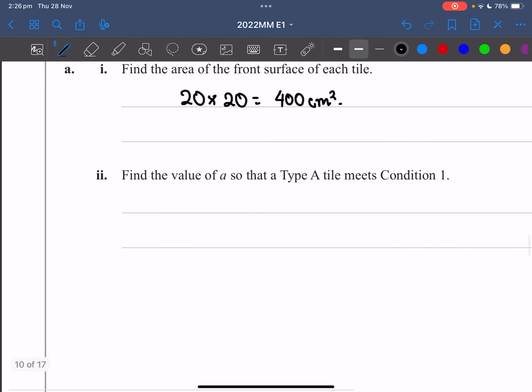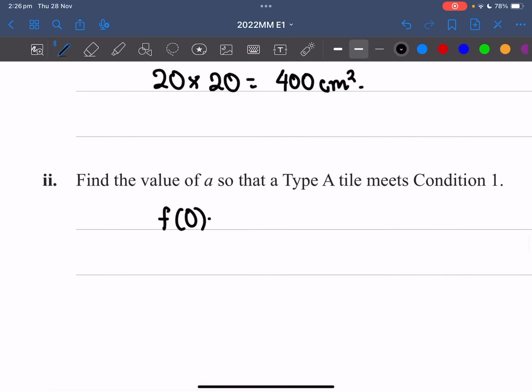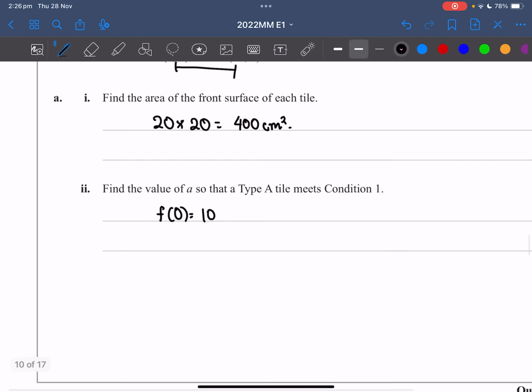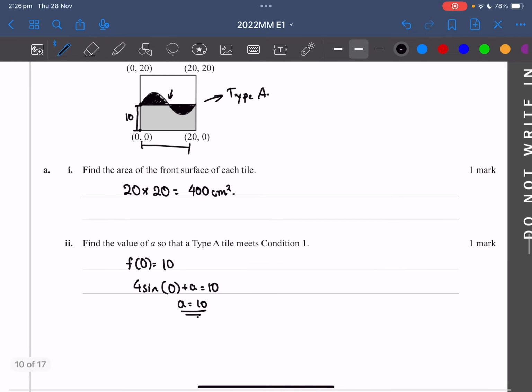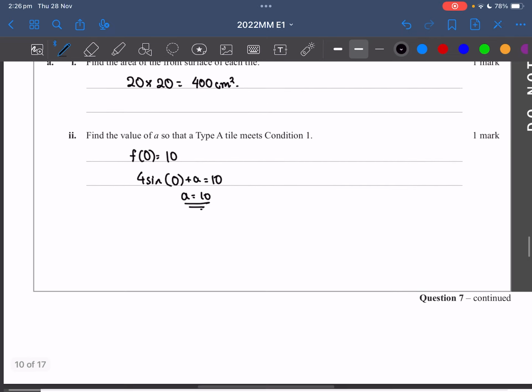So what we can say though is f of 0 equals 10. So what is our function? We have 4 sine of 0 plus A equals 10. So sine 0 is 0, so our A is going to be 10. Okay? So that's the understanding of that. Hopefully that made sense.